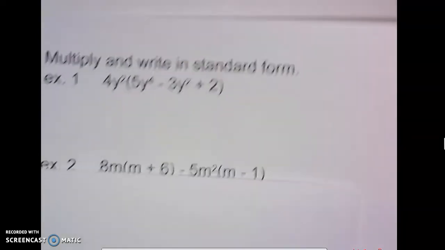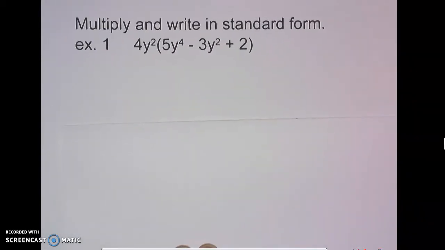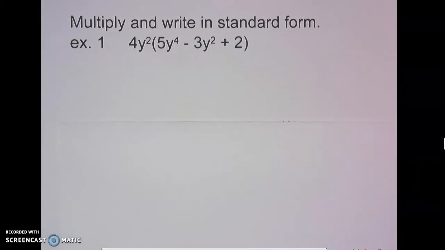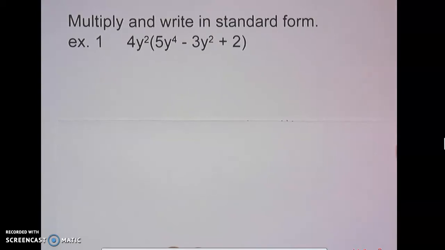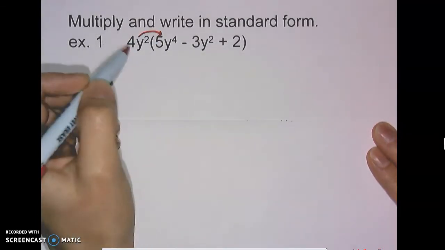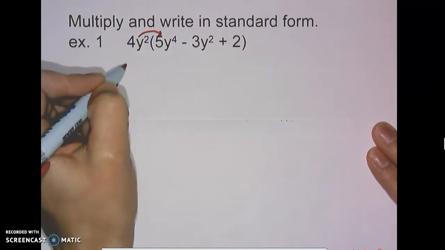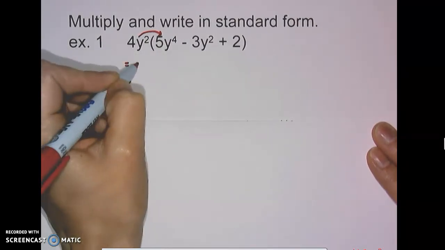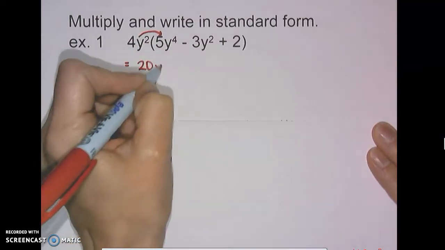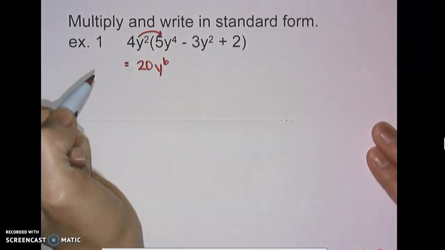So let's take a look here. We're going to multiply, and then we're going to write our answer in standard form. Okay, so we'll refresh your memory with that here shortly. So we have 4y squared multiplied by the quantity 5y to the fourth minus 3y squared plus 2. We see something outside of parentheses, so we're going to distribute that in. 4y squared times 5y to the fourth is, well, 5 and 4 is 20, and then here we have y squared times y to the fourth, so that's going to be y to the sixth power because we add those exponents together.